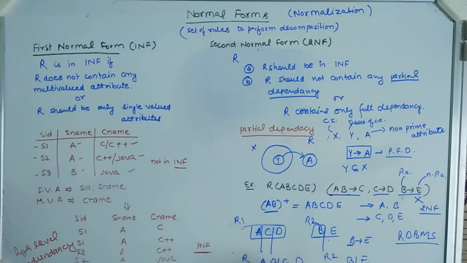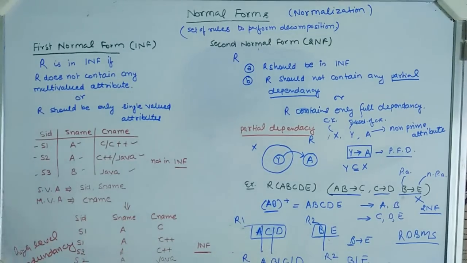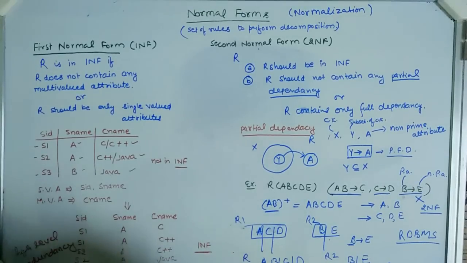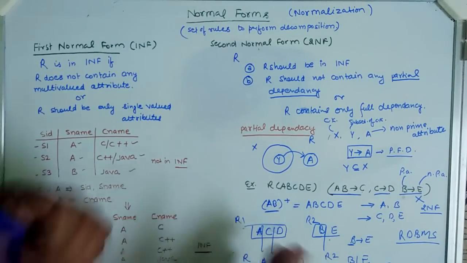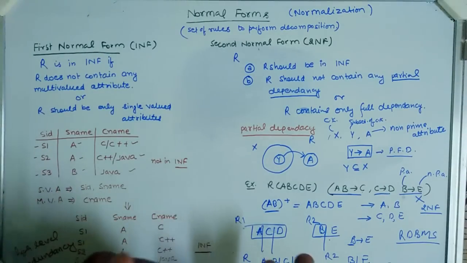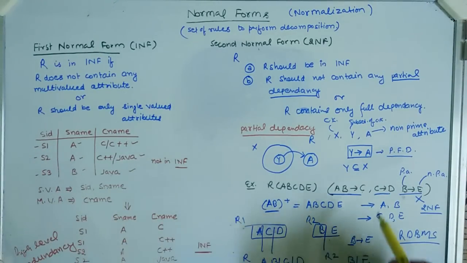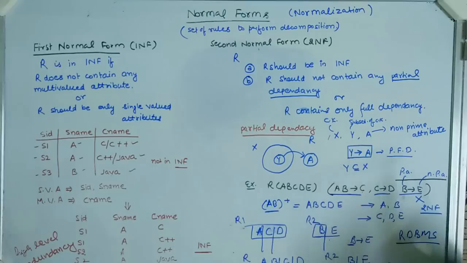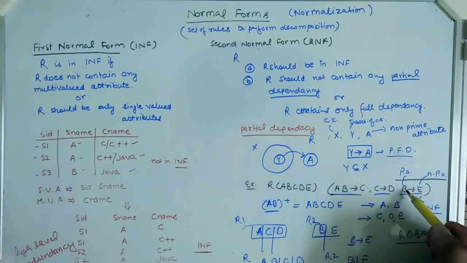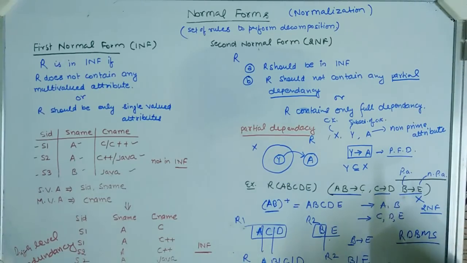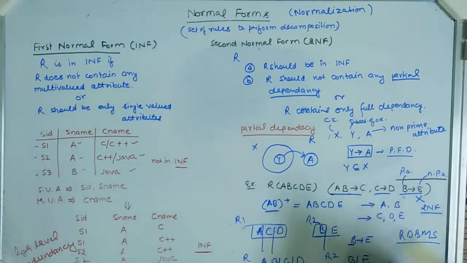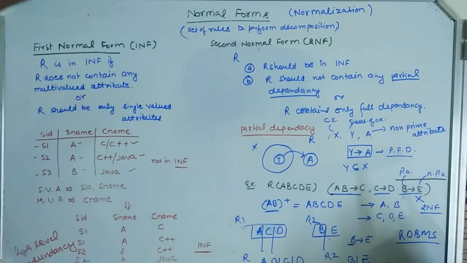So these two relations are now in 2NF, second normal form. So this is all about second normal form. For every relation, if you need to check whether the relation is in second normal form, always check for partial dependencies in your relation. If you find partial dependencies, then the attributes which contain the partial dependency must be separated from the other attributes, and your table will be converted into second normal form.